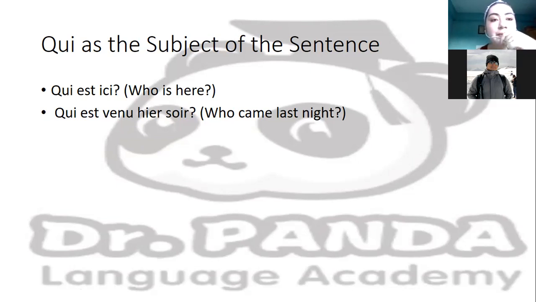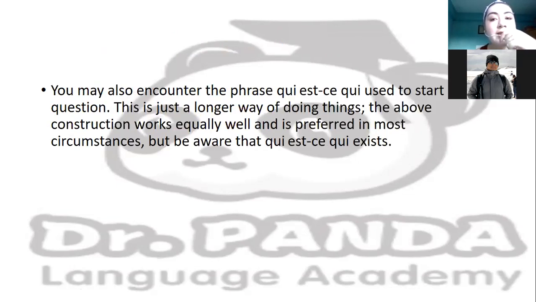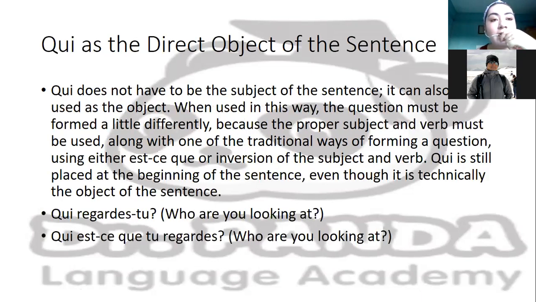Very good. Okay, so you may also encounter the phrase qui est-ce qui, used to start a question. This is just a longer way of doing things. The above construction works equally well and is preferred in most circumstances, but be aware that qui est-ce qui exists. And then you have qui as the direct object of the sentence.